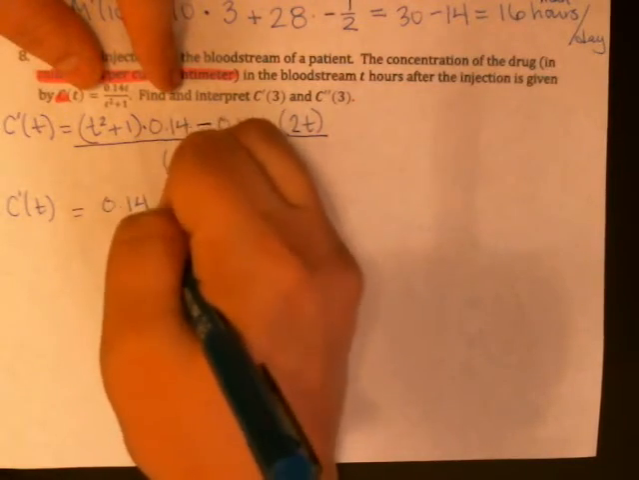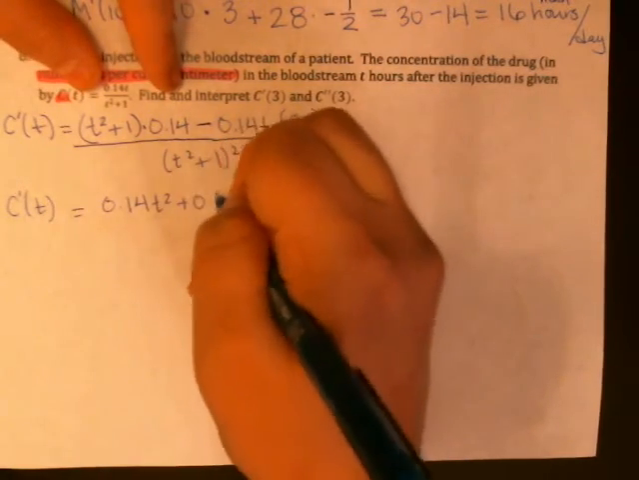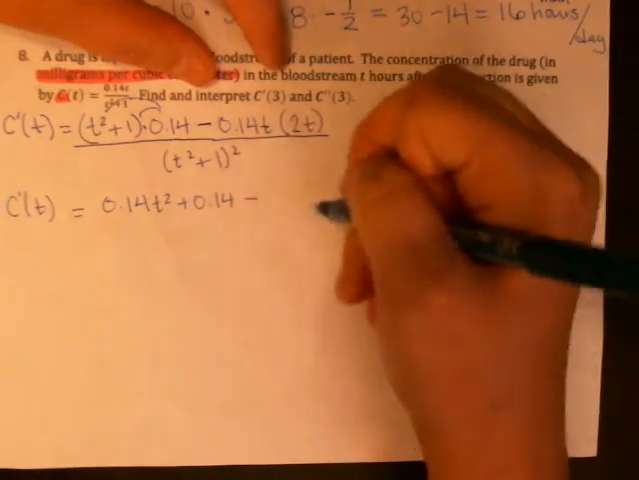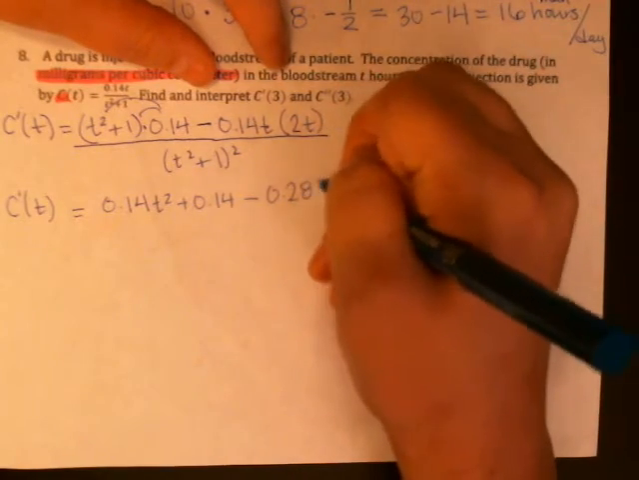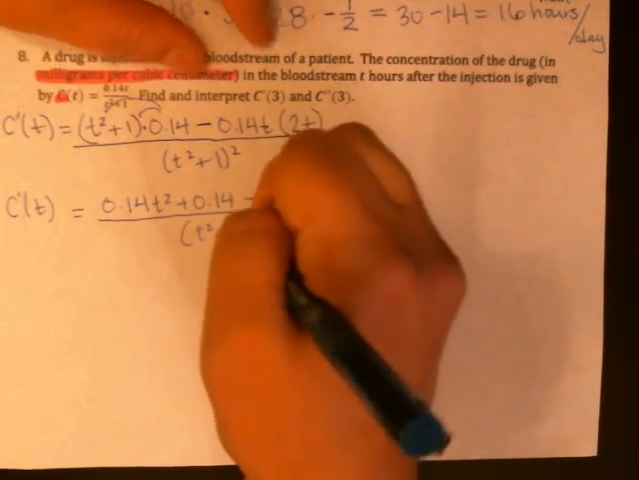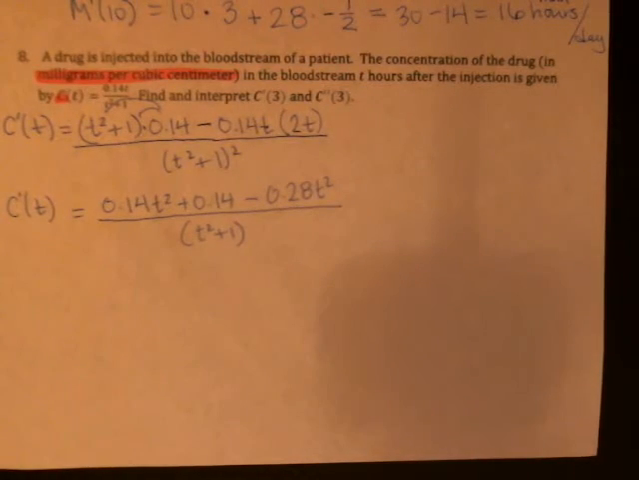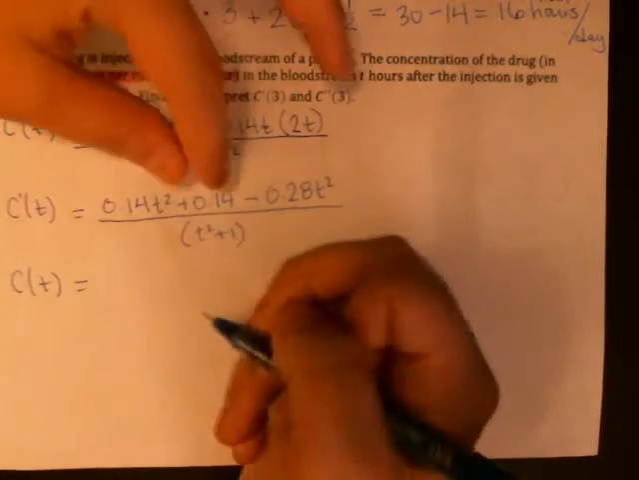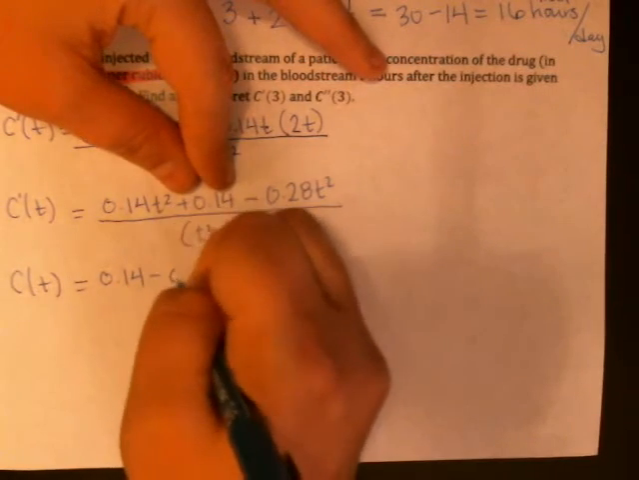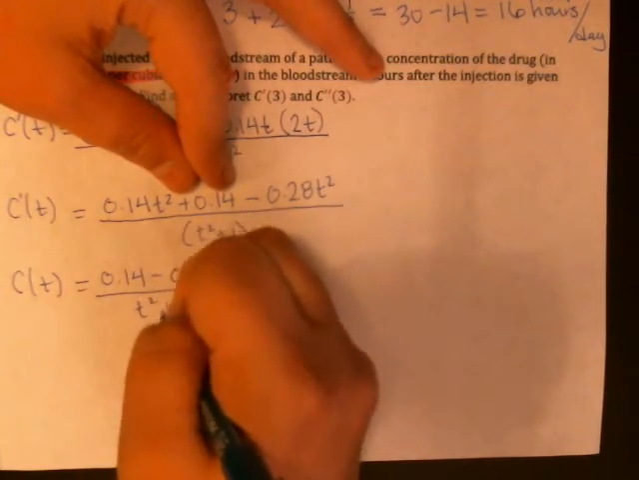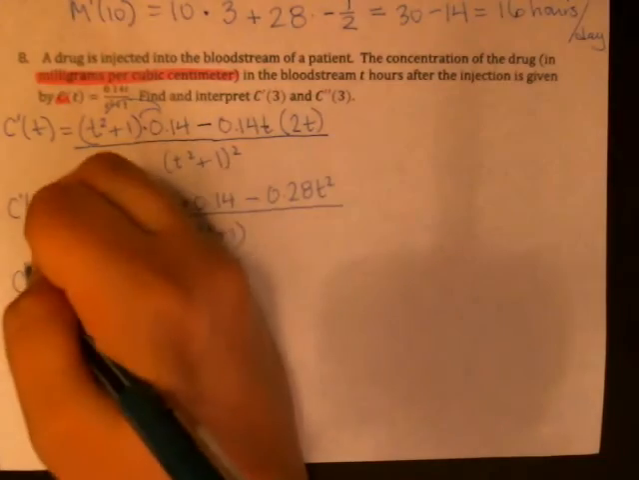I have a 0.14t squared plus 0.14 when I distribute. And then I have a minus 0.28t squared. So a little bit of nice stuff happens. I can combine 0.14t squared and negative 0.28t squared, and I end up with 0.14 minus 0.14t squared. Okay, so there's my derivative function.